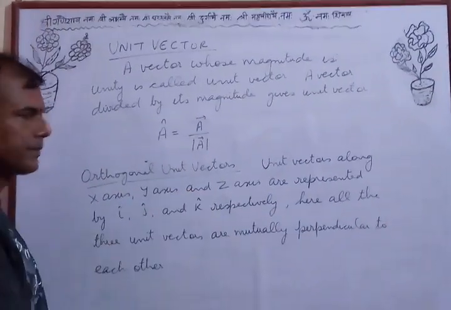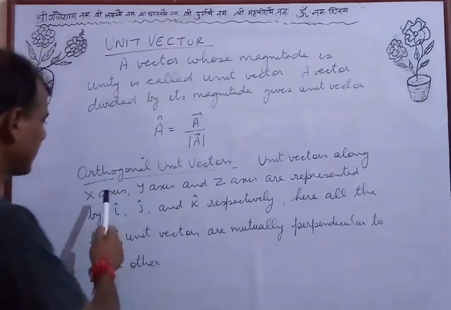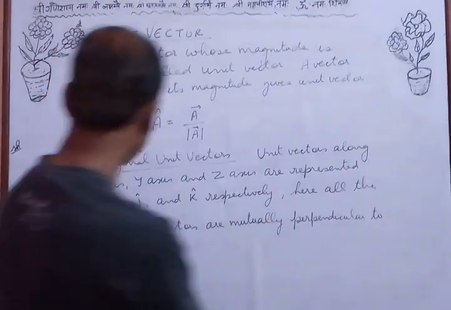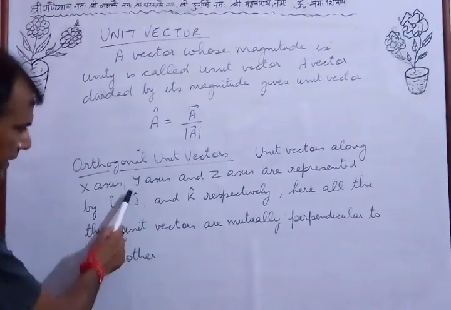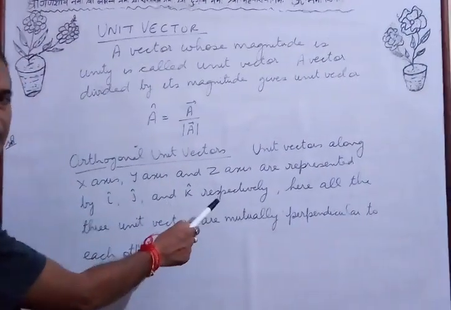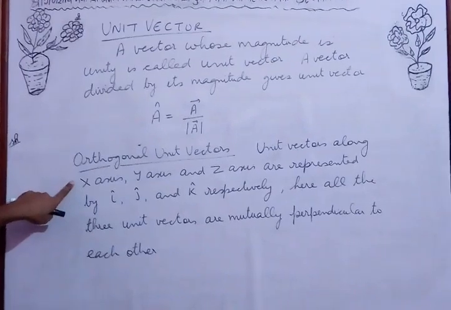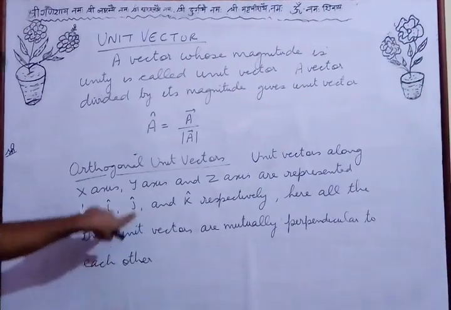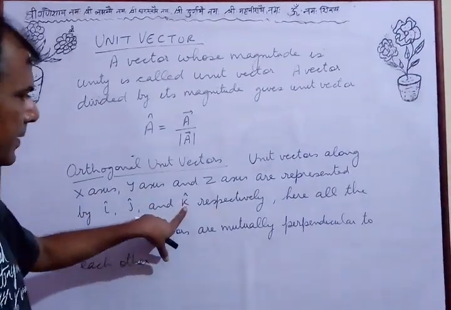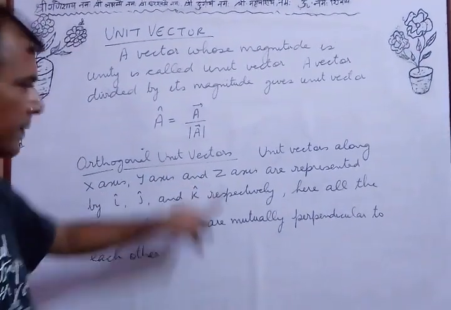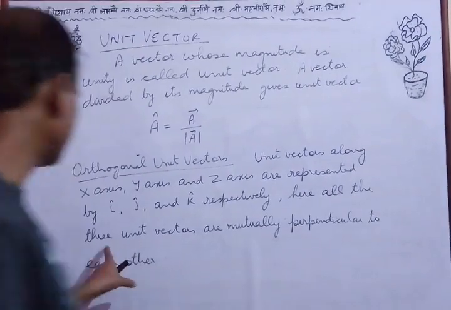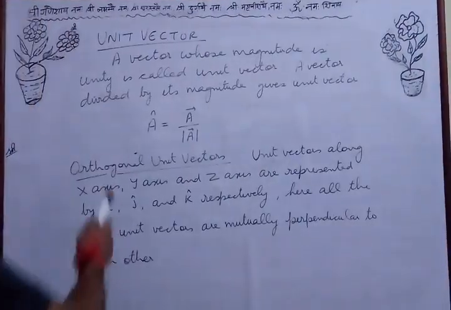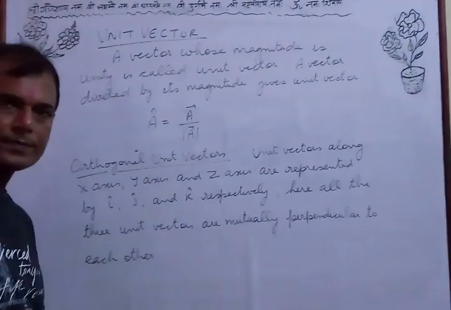Orthogonal unit vectors. Unit vectors along the x-axis, y-axis and z-axis are represented by i cap, j cap and k cap respectively. Means i cap represents the unit vector along the x-axis, j cap represents the unit vector along the y-axis, and k cap represents the unit vector along the z-axis. Here all the three unit vectors are mutually perpendicular to each other. Therefore they are known as orthogonal unit vectors.